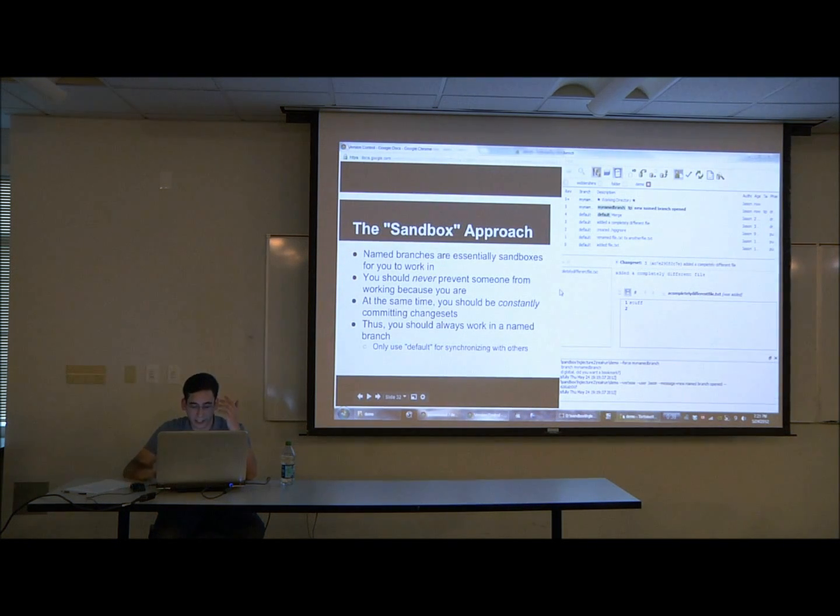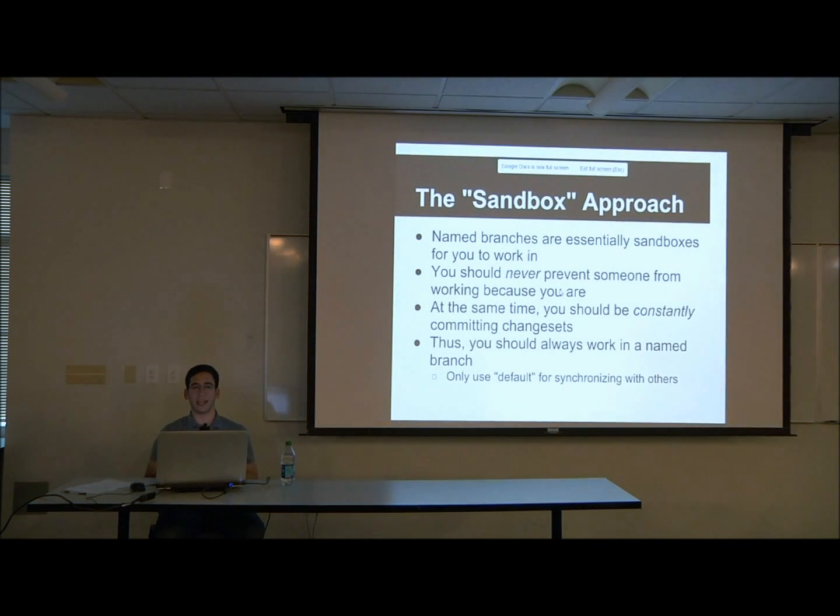A good way of putting it is that a named branch is a sandbox that you can work in. Let me start over. The approach that you should take is that you should never prevent someone from working just because you're working. At the same time, you should be constantly committing change sets. Most people are used to Subversion, so they essentially work and then commit everything at once when they're done. And that's just terrible because you no longer have that history. You want to be committing constantly, and I'll talk about that more in a sec.